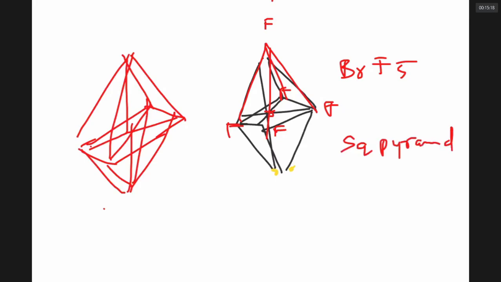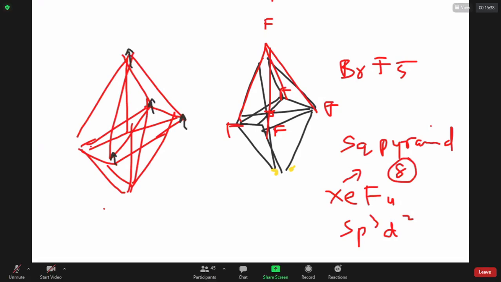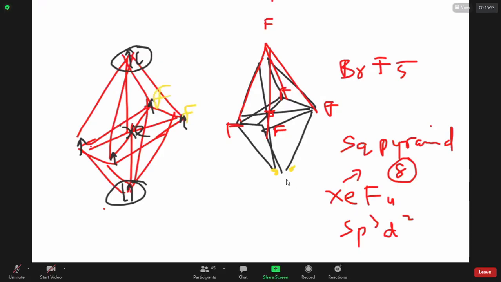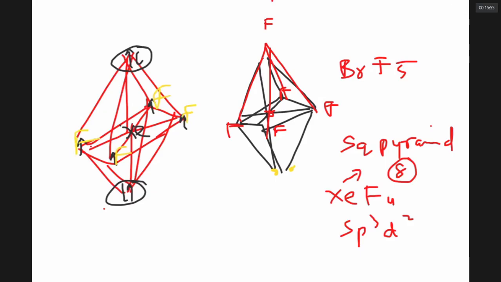Now, if I look at a molecule like XeF4, xenon also uses sp3d2 hybrid orbitals, but xenon in the valence shell has 8 electrons. If I have 8 electrons, how can I put 8 electrons? 1, 2, 3, 4, 5, 6, 7, 8. So these two positions are lone pairs. Here there is xenon. Here we have fluorines. What is the shape, sir? Square planar.